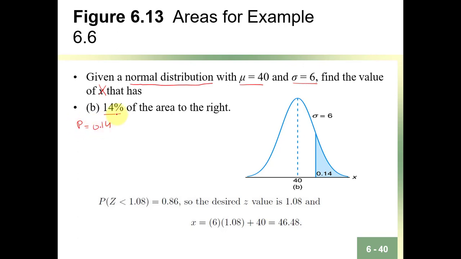So probability is equal to 0.14. We will convert that percentage into the decimal by dividing 14 by 100. So we will get 0.14. Area is to the right. The figure will help us to check whether we have to use the table with the positive z or with the negative z. We will decide. So look at the figure. The area is towards the right hand side.